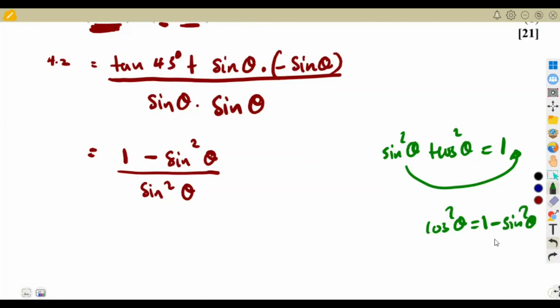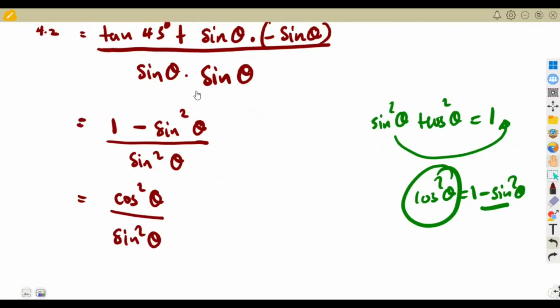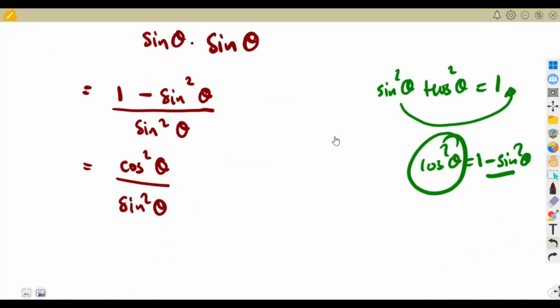So if 1 minus sine squared theta is equivalent to cos squared theta, we can substitute it, guys, here. In place of 1 minus sine squared, we're going to substitute this. This is cos squared theta over what? Over sine squared theta. Remember, this is not a question for you to prove. This is a question for you to simplify to give us a single trigonometric ratio. So it follows that you must understand this.